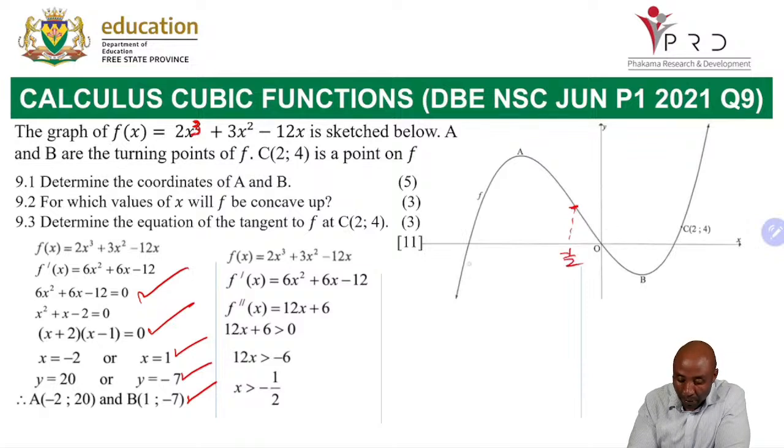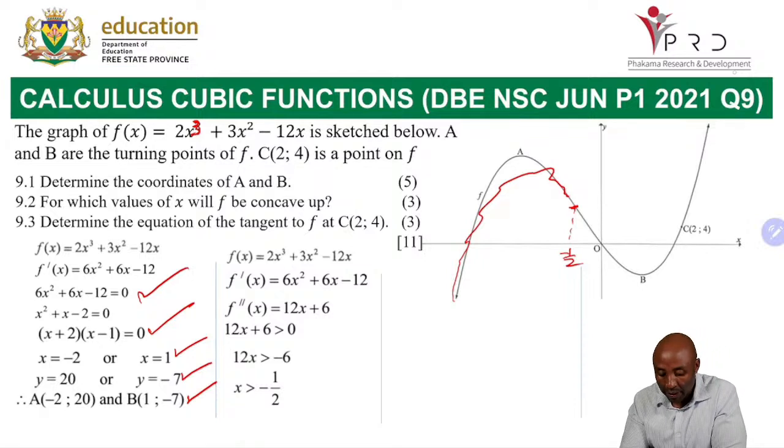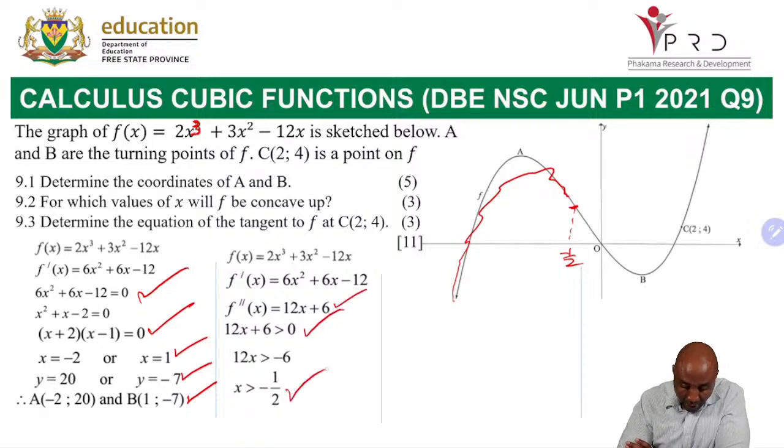Concavity changes at this point. From here up to that point, our graph is concave down, and then it is concave up for x greater than negative 1 over 2. So we find the second derivative greater than 0, knowing the condition, and then getting our x is greater than negative half will give us that mark.